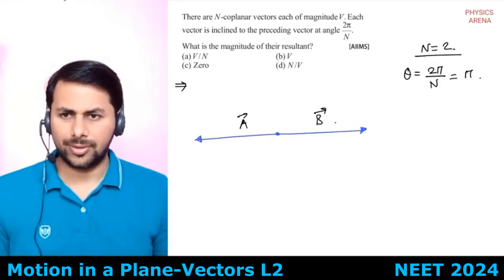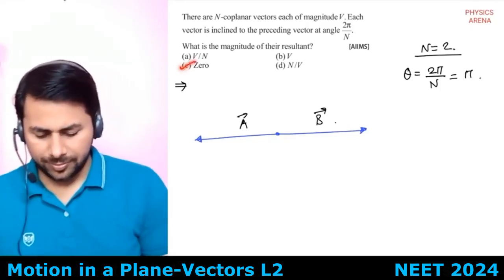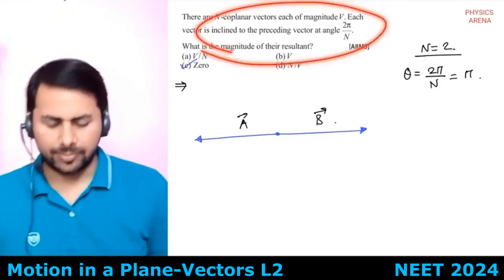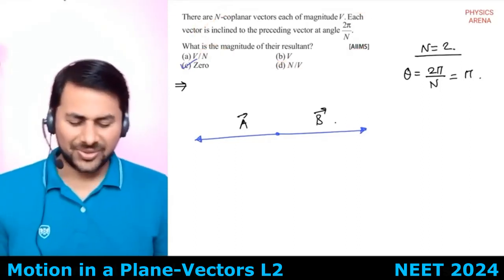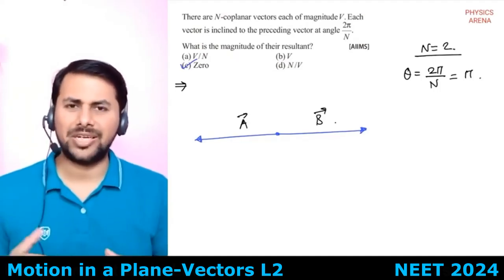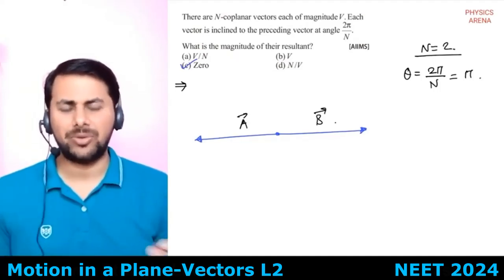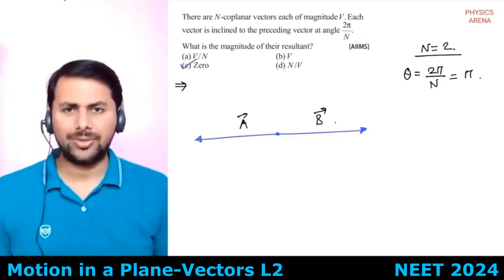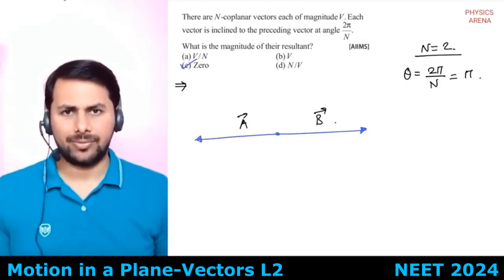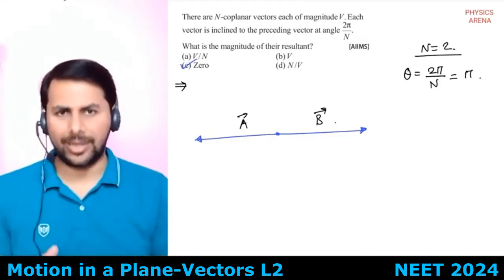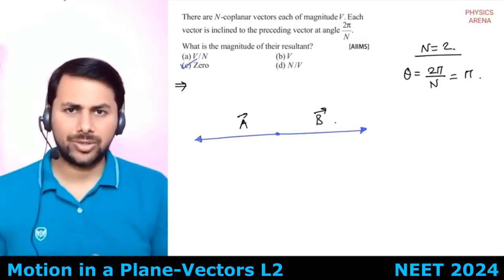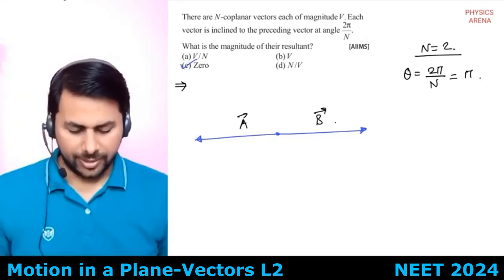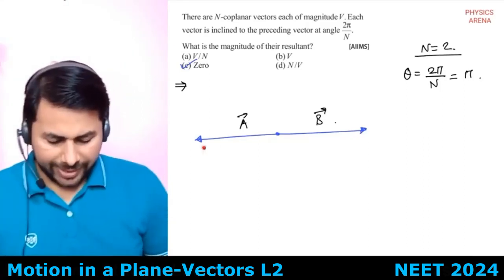Okay, sir. So its answer is 0. Actually, this is a theorem in maths. They framed that theorem as a question. If you have n coplanar vectors having equal magnitude and the angle between them is 2 pi upon n, then the resultant is equal to 0. This is a theorem. Anyways, I'm just explaining this.